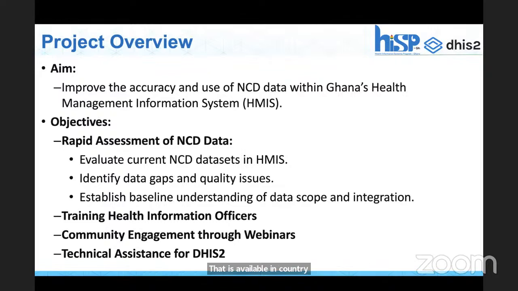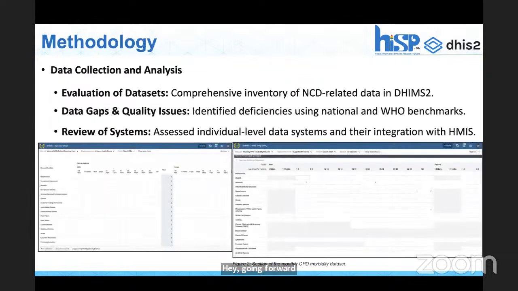We were also targeting to do some training of our HMIS officers going forward. Now, by way of methodology, what we did was an inventory of all the data sets, and after that, we identified the gaps that currently exist, and also looked at the individual-level data that is available on some systems across the country, and the possibilities of integration.